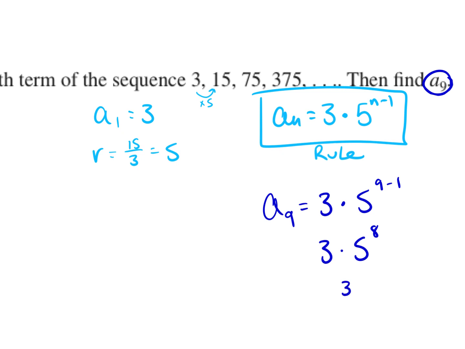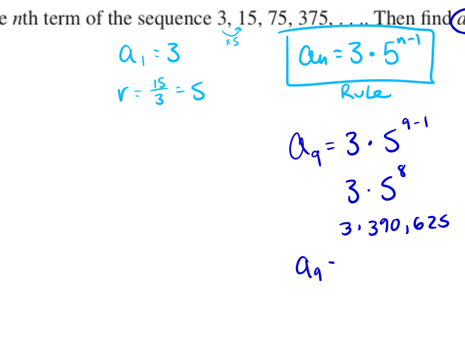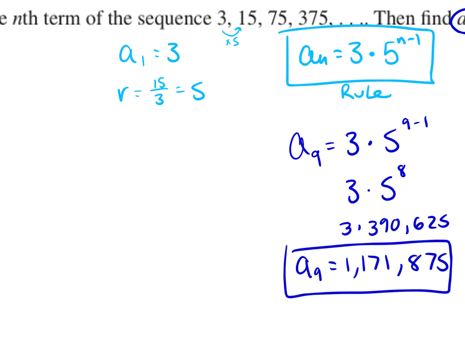So we get 390,625. Yep, and then times 3. So a sub 9 is equal to 1,171,875. So that would be our 9th term.